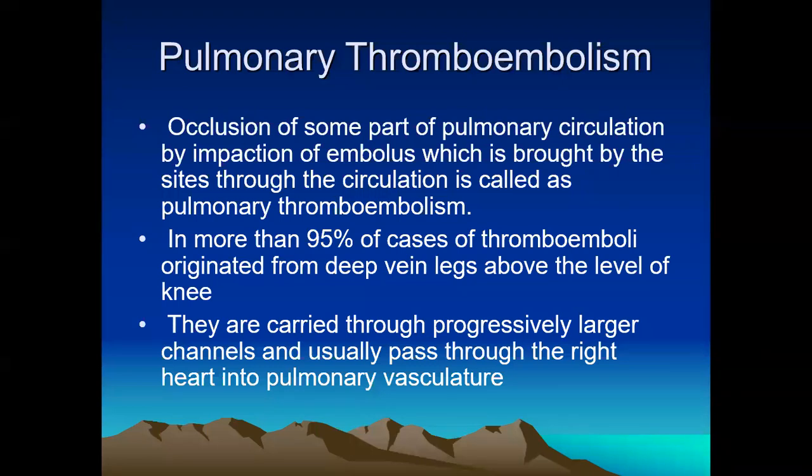Occlusion of some part of the pulmonary circulation by the impaction of the embolus, which is brought by distant sites through the circulation, is called pulmonary thromboembolism. More than 95% of these thromboembolisms originate from the deep veins of the leg, above the level of the knee. तो ये common site होती है. DVT is the common cause for development of pulmonary thromboembolisms.